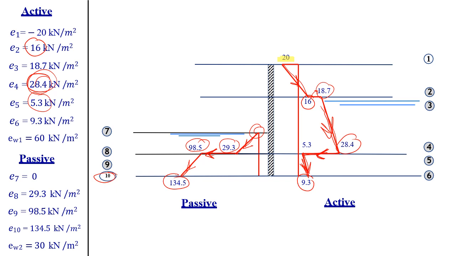And at the end, don't forget to draw the water pressure on both sides of your retaining wall. You have on the right hand side a water pressure starting from 0 to 60 kilopascal, and on the left hand side a triangular water pressure starting from 0 and ending with 30 kilopascal at the base of your retaining wall.